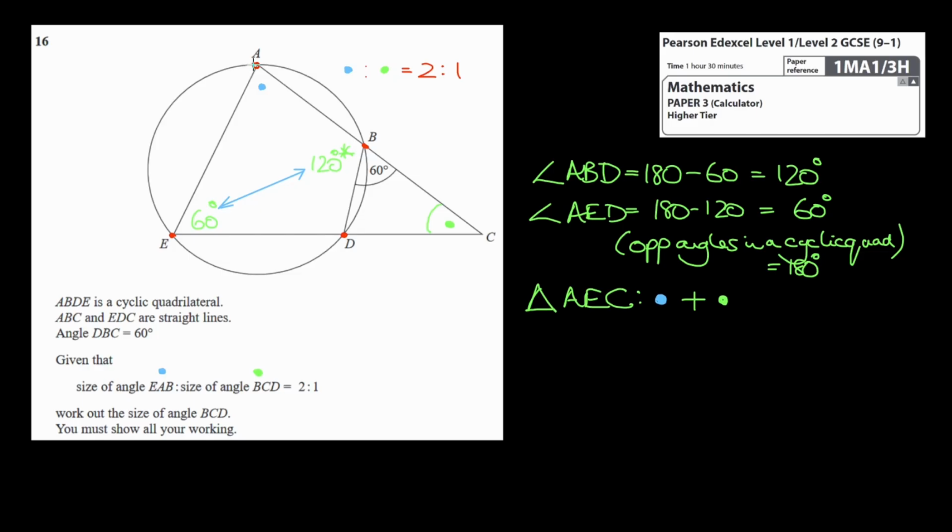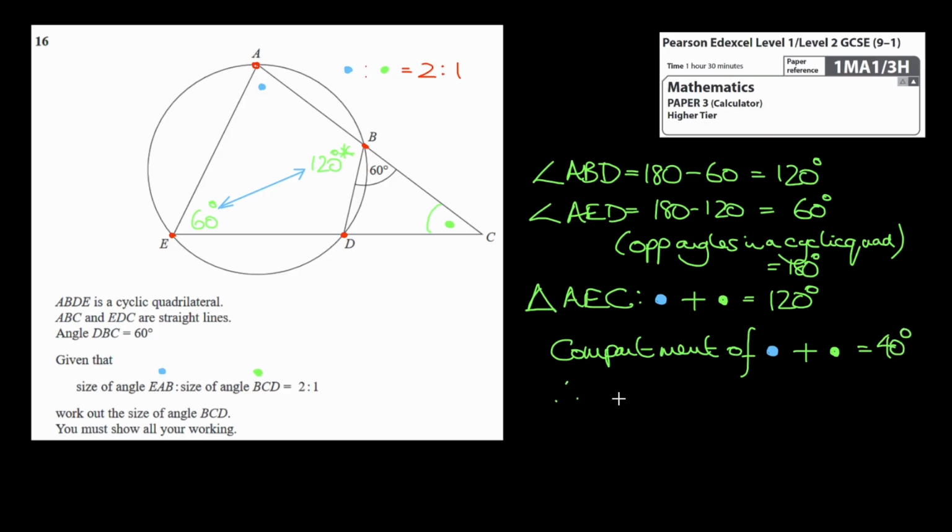So looking at triangle AEC, which is the big one, we know that the blue dot and the green dot must equal 120 degrees. But we also know that the ratio between the blue dot and the green dot is 2:1. So effectively this 120 is split into 3 compartments. And each compartment must be equal to 120 divided by 3, which is 40 degrees.